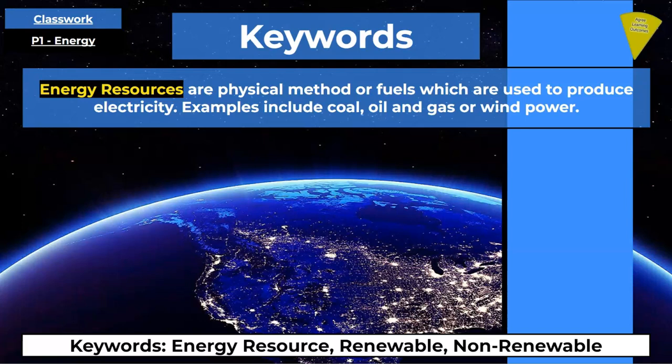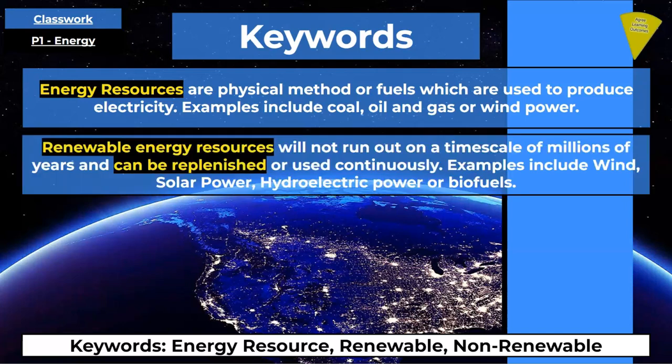So we're thinking about power stations basically, like coal, oil, natural gas, but also non-renewable versions like wind, solar, hydroelectric, etc. Renewable energy resources are ones that are not going to run out on a timescale of millions of years and can be replenished. And that's the key language that is used and referenced in the specification from AQA. It's that idea that they can be replenished.